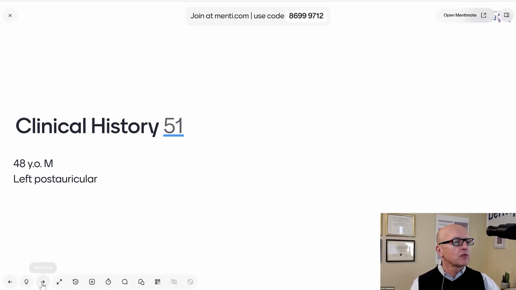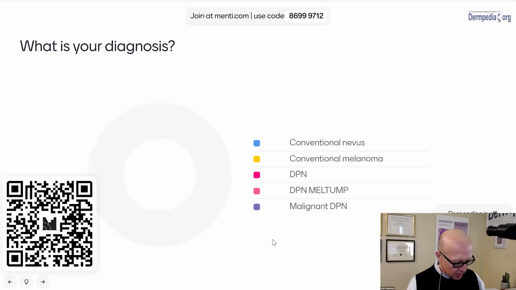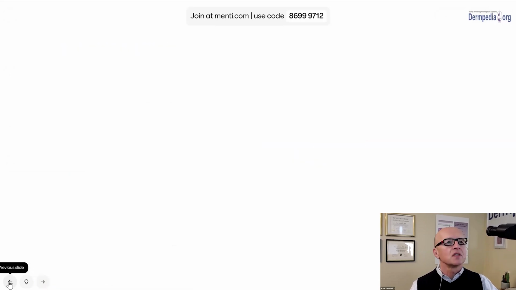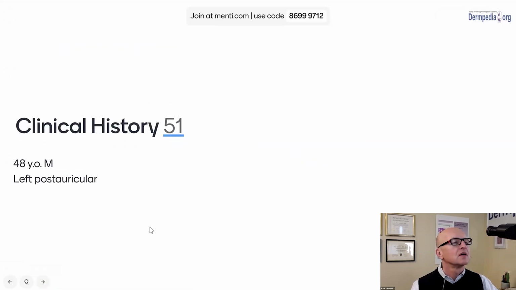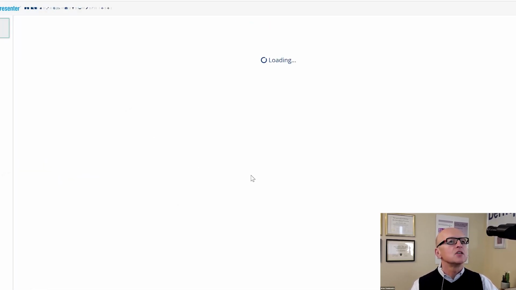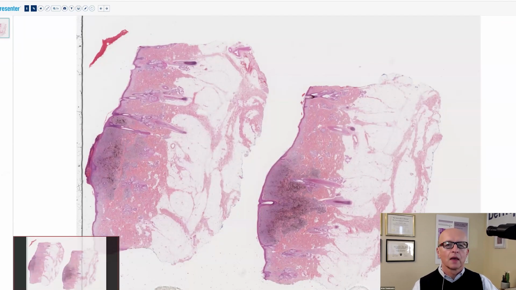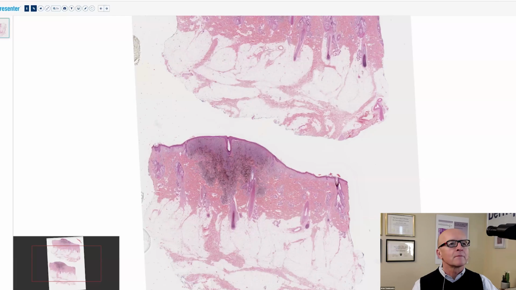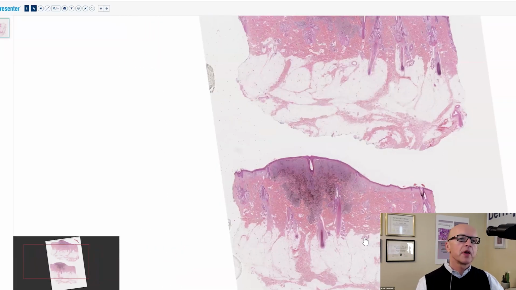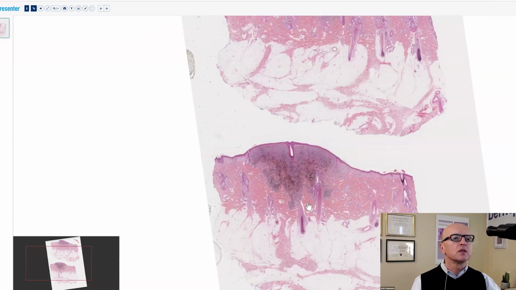And this is an example from that case. Here, the diagnostic options for us are conventional nevus, conventional melanoma, DPN, borderline, DPM, and malignant DPN, or melanoma arising in DPN, or Wnt rearranged melanoma. Here's that lesion. So we can see it's a bigger lesion. We're dealing here with an excision.